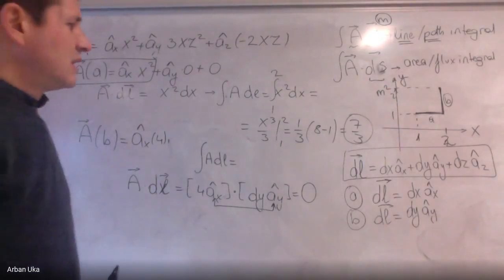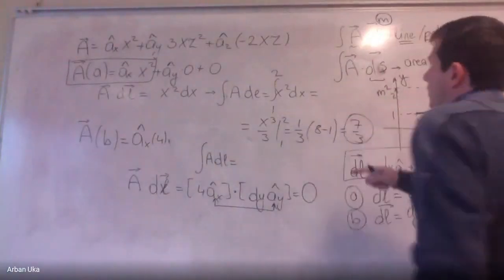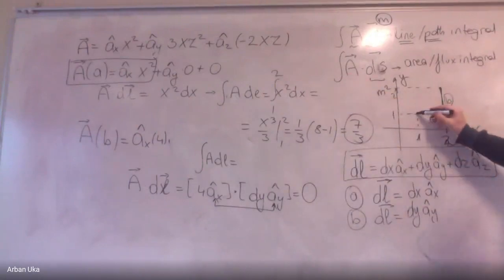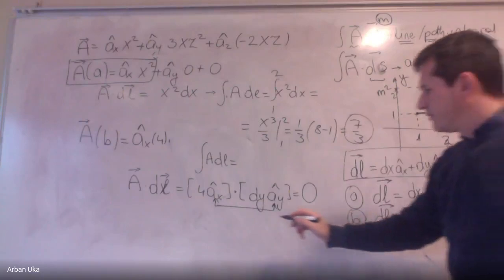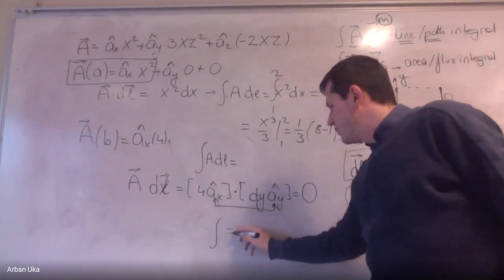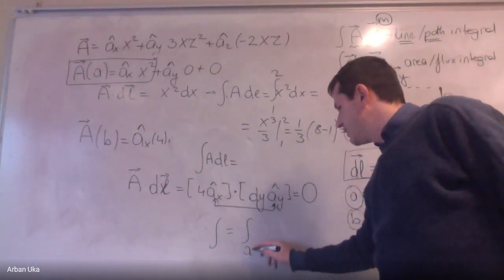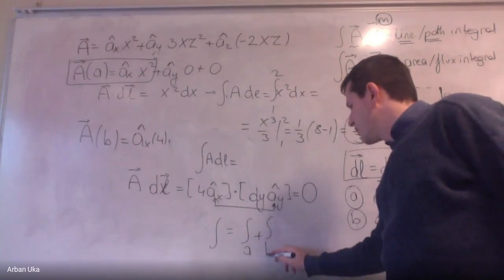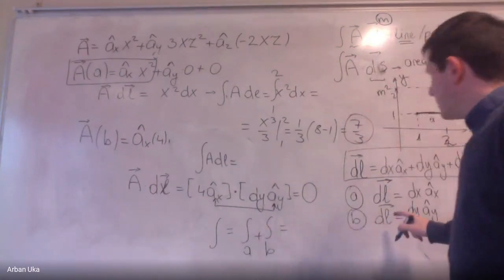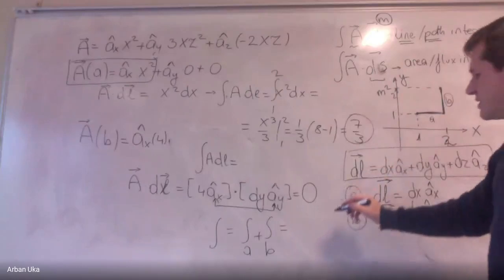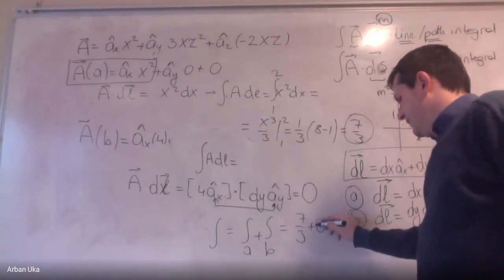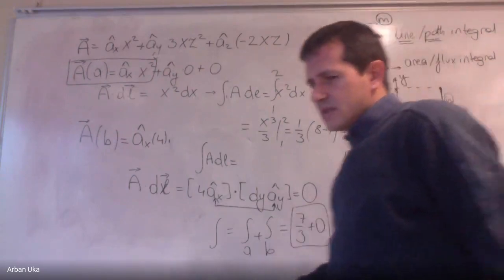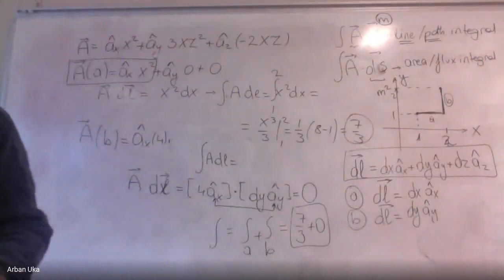Which means that the line integral of the given vector going from this point to this point is going to be equal to the line integral over A plus the line integral over B, where the line integral over A we got 7 over 3, plus 0. Now, this is an example for the line integral.